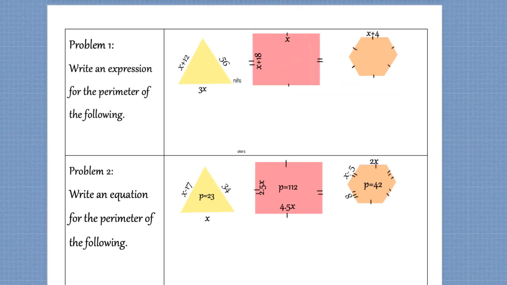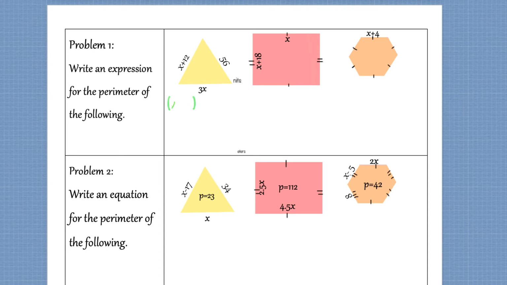Problem 1 says to write an expression for the perimeter of the following. So we just want a nice, clean, and simplified expression for the perimeter of each of these shapes. And so the first one is a triangle. And so we're just going to add up all of the sides. And so it's x.